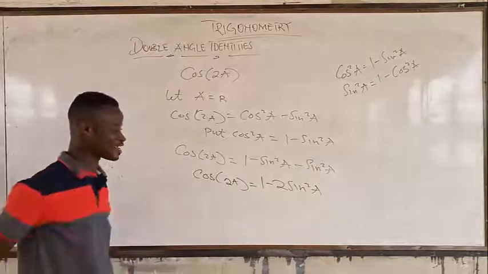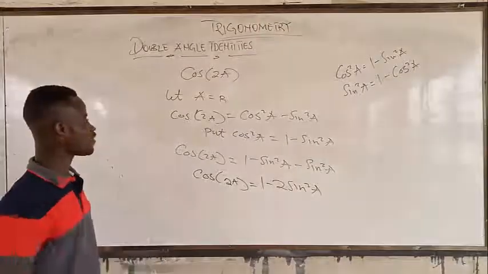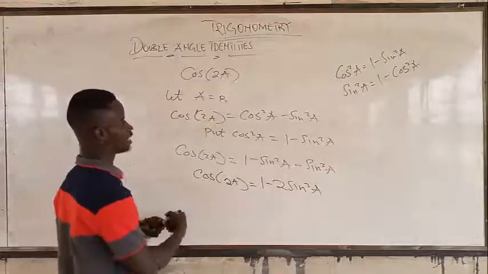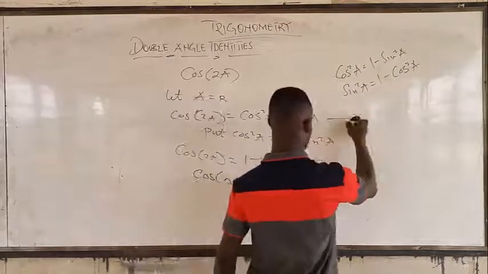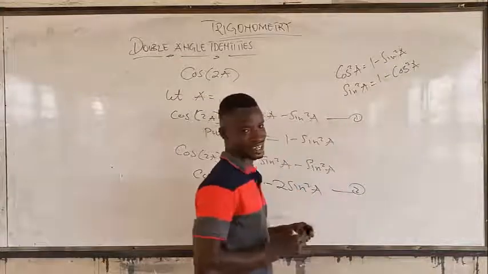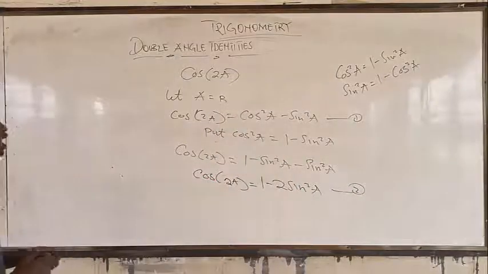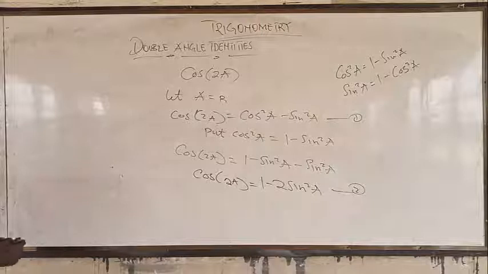Do the other one on your own. So this one is equation 1, and this is equation 2. This is the second identity for double angle. Let's go for the third identity for double angle.